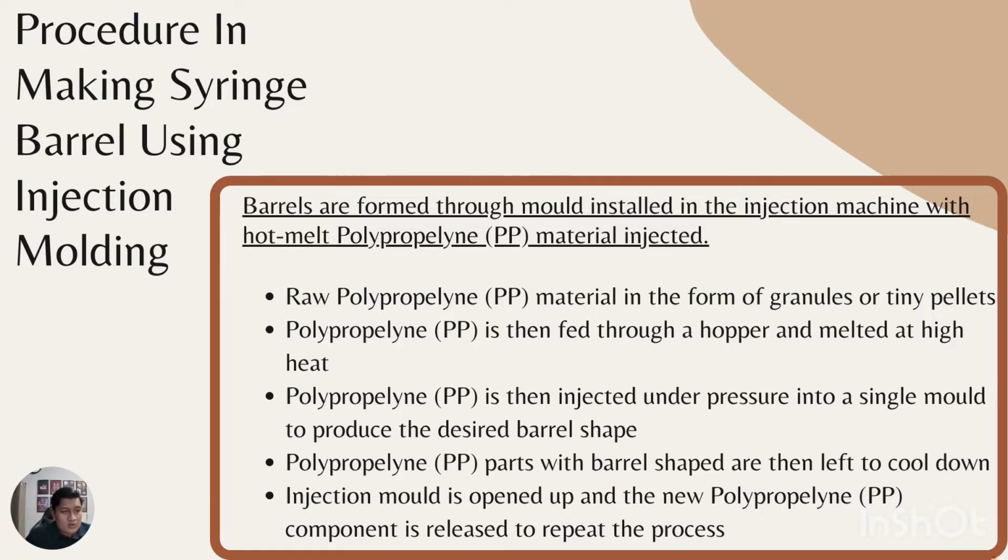The first step is raw polypropylene material in the form of granules or tiny pellets, which is fed through a hopper and melted at a high heat. Polypropylene material is then injected under pressure into a single mold to produce the desired barrel shape. Then the polypropylene parts with barrel shape are left to cool down. And the last step is that the injection mold is opened up and the new polypropylene component is released from the machine to repeat the process.